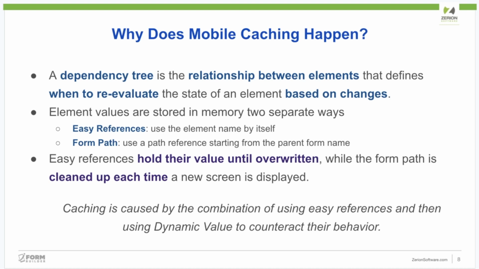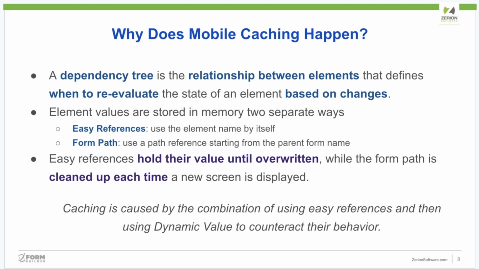So that relationship between the elements creates a tree structure. And so when one element is updated, the app knows to cascade through that dependency tree and update or reevaluate any of the other elements that are related to the first element that was modified. So that's the first major concept we need to understand.